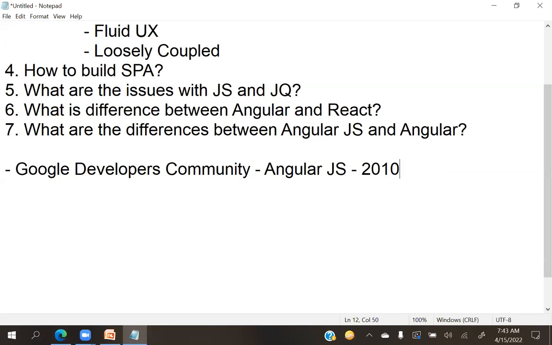And Google built this AngularJS and started using it for their internal applications. That means several Google-related internal applications were built using this framework called AngularJS. That means before the world knew about AngularJS, AngularJS was already there. So Google was using it internally. But after that, developers came to know about this framework, because I will show you.